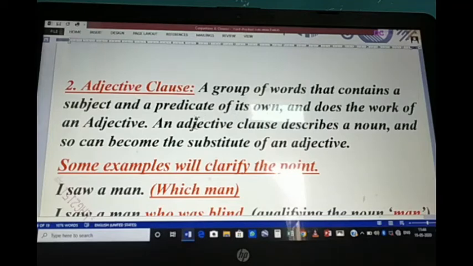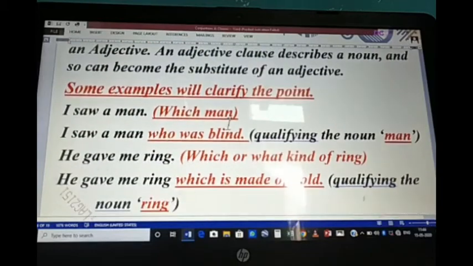So adjective clause will be describing a noun. So any clause which describes a noun will be called an adjective clause. Some examples will help us to clarify the point. I saw a man. Which man? अगर मैं किसी से कहूँ मैंने एक आदमी को देखा, वो कहेगा which man, किस आदमी को देखा. तो इस तरह यहाँ हमें पता चल रहा है, जब कोई क्लास हमें which क्वेश्चन का जवाब दे, तो वो होगी एक डिस्क्राइबिंग क्लास, किसी नाउन को डिस्क्राइब करेगी.